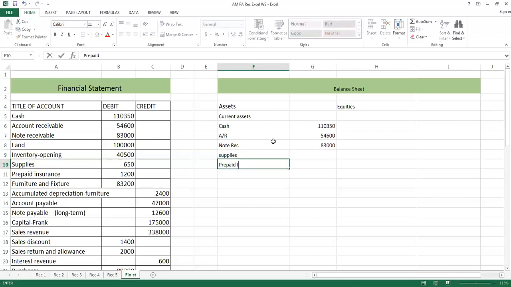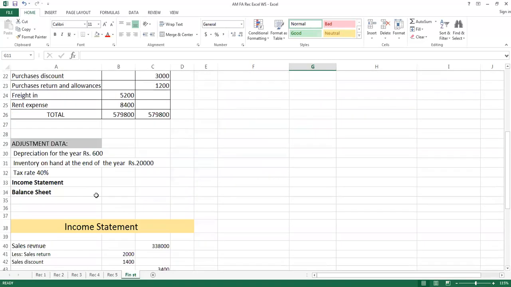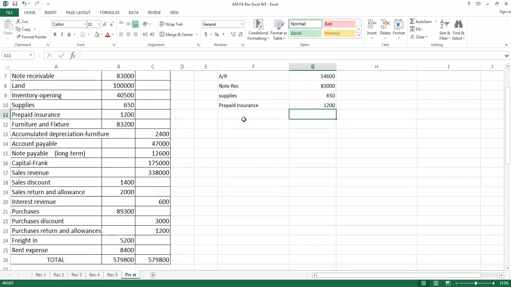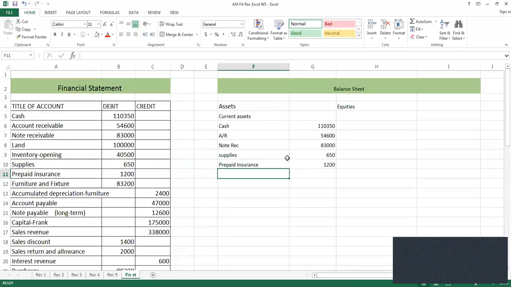And one thing which you need from the additional data, which is called closing stock, will also come here. Now supplies. Supplies is 650 and prepaid insurance is 1200. And additionally, we will check that inventory which is given at the end, 20,000. This is also part of current assets.